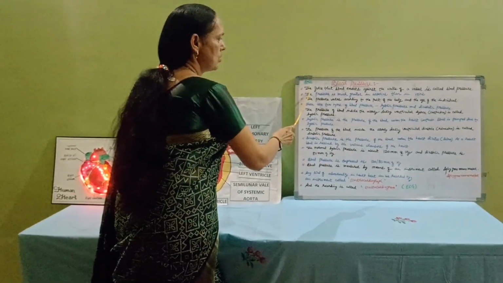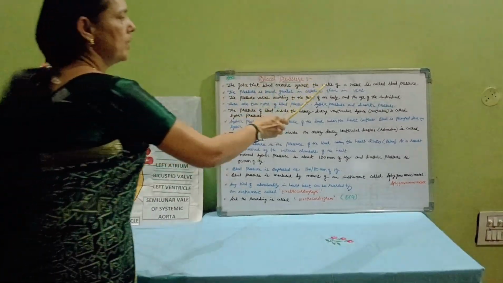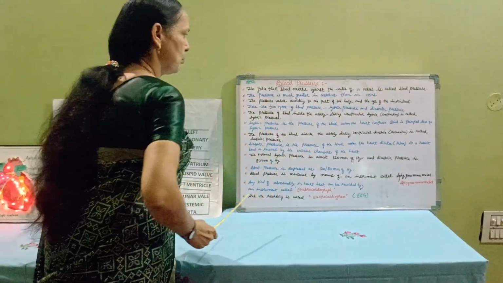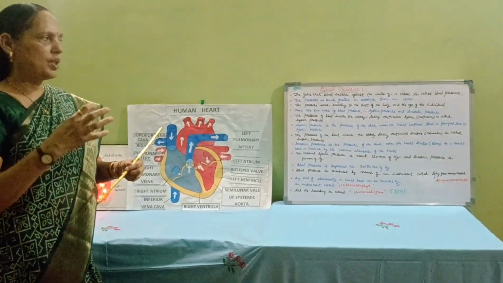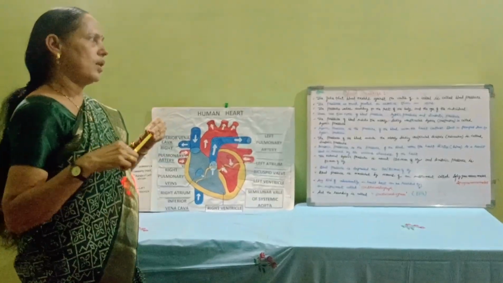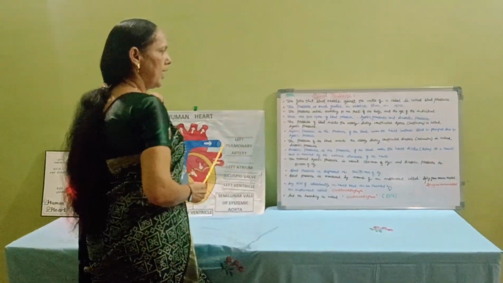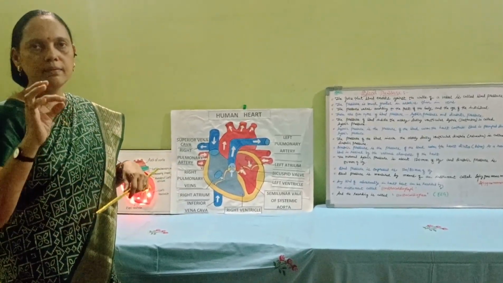Now, what is meant by blood pressure? The force that blood exerts against the wall of the vessel is called blood pressure. Our blood is flowing throughout the body, so whenever pressure is exerted against the wall of the vessels, that pressure is called blood pressure. And the blood pressure is much greater in the arteries than in the veins.